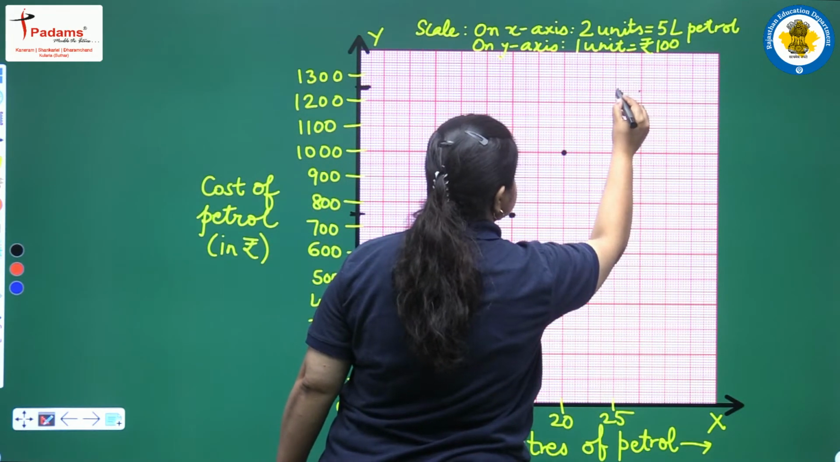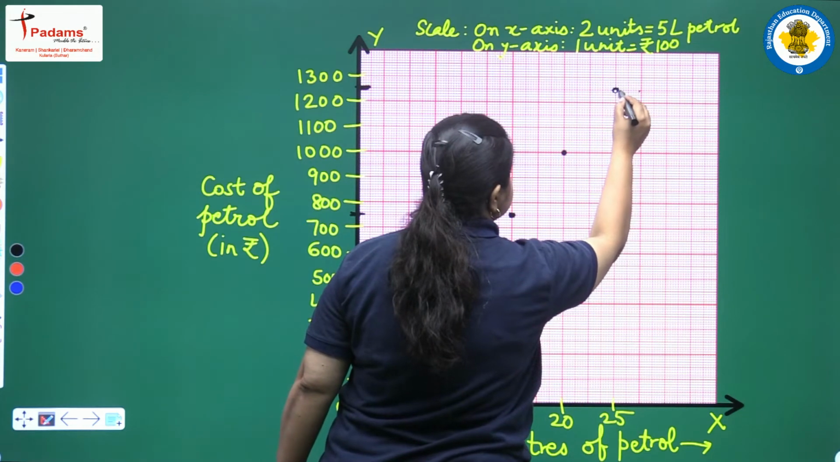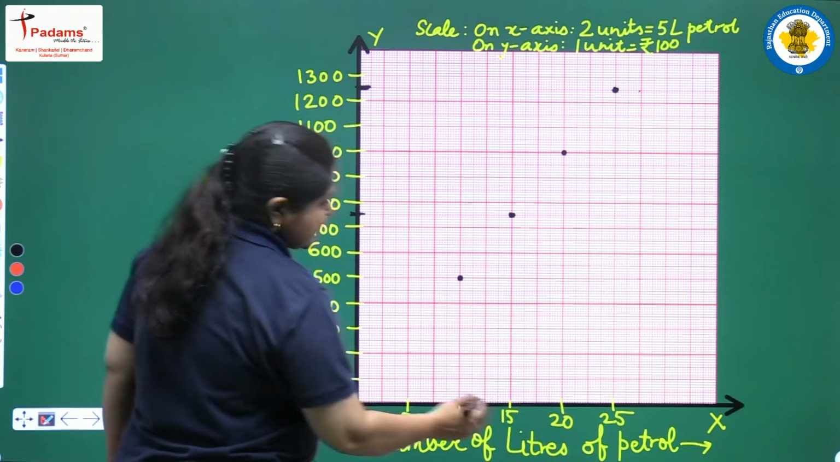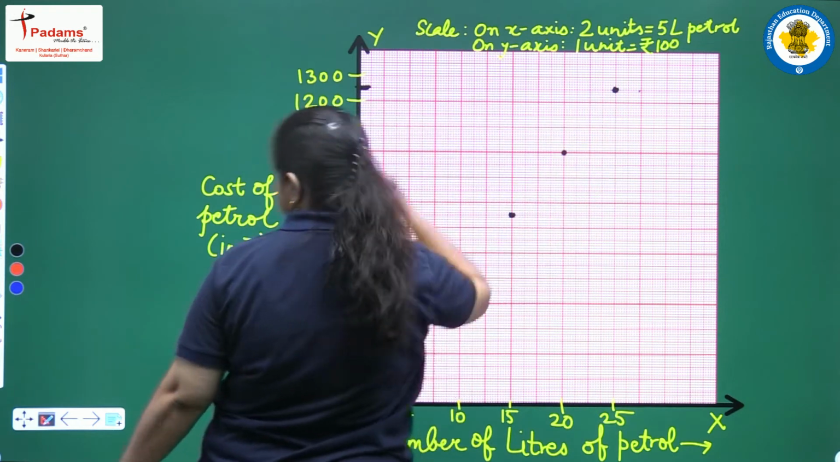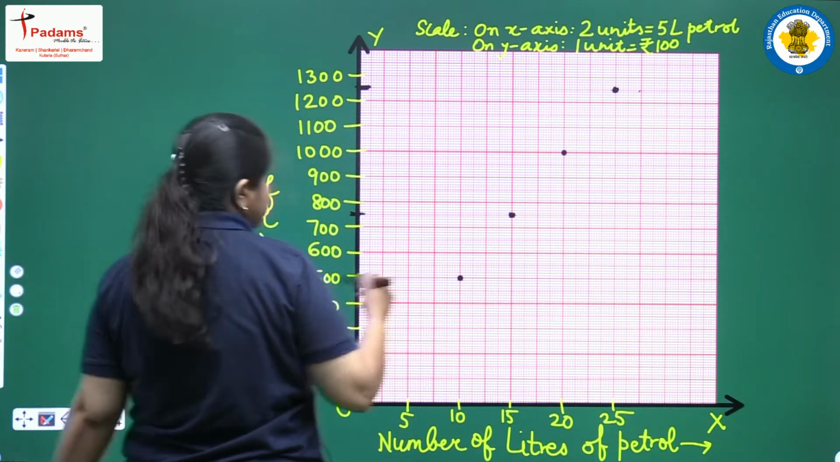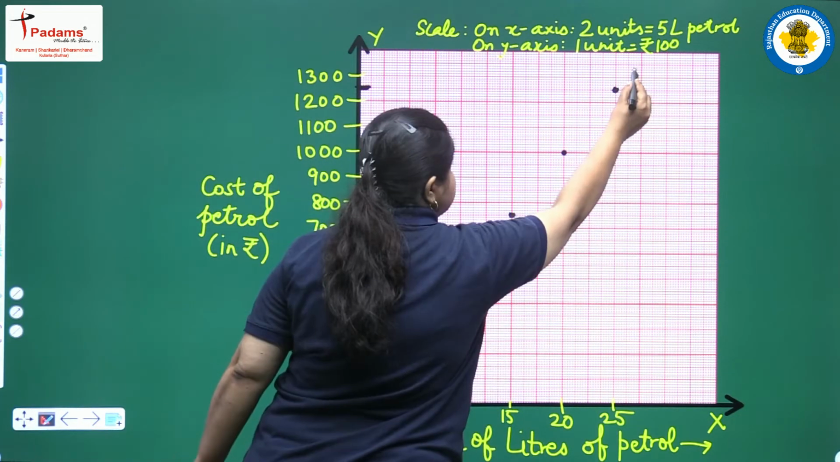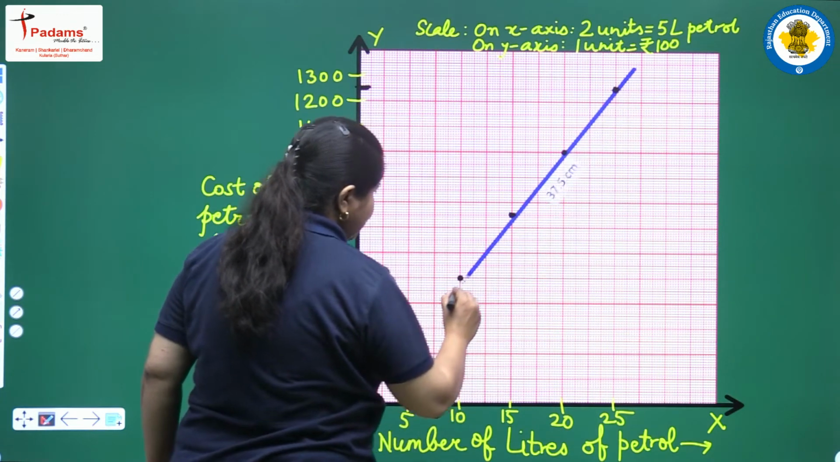No, at this point here. Here we will get the point. Okay. In this way we have marked all these points and now we will be joining these points to get the graph. And as we now join these points, what do we see?